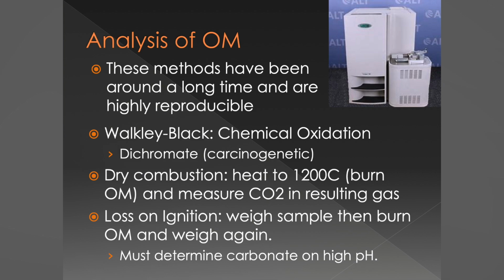So we use dry combustion. This machine drops that sample down into a 1200 degrees Celsius furnace, ignites it, sends it through a gas analyzer, tells us how much CO2 is in there, and we get a number. Then loss on ignition is one that you can do if you've got a 1000-degree furnace. You just weigh the sample before you put it in the furnace, weigh it after you take it out of the furnace, and you determine the weight of the carbon lost. And so organic matter is a good one.